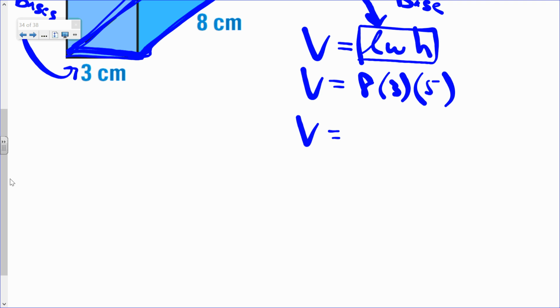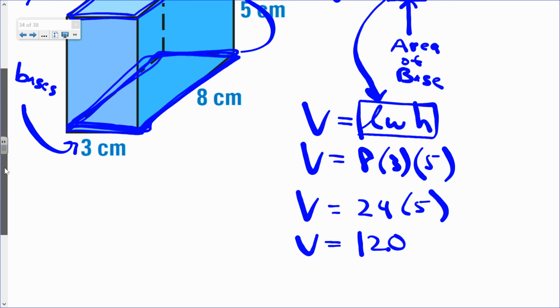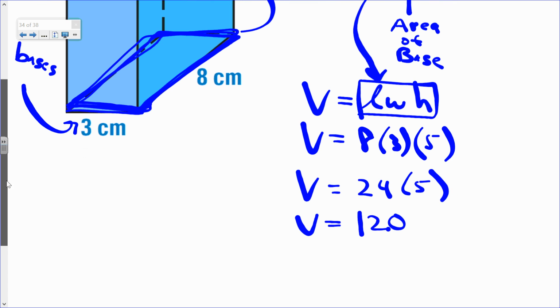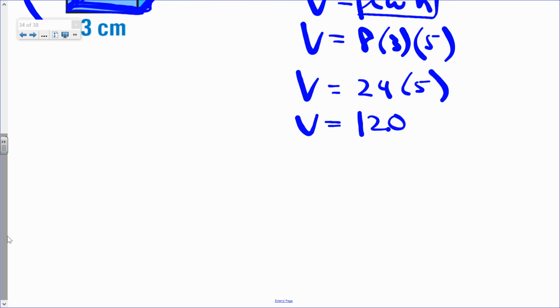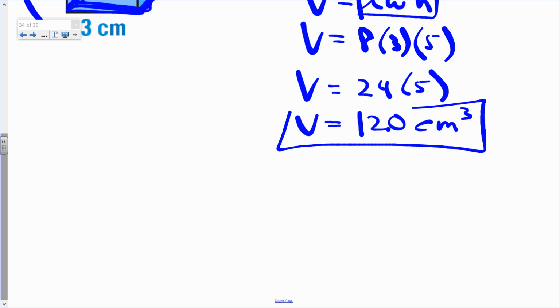Volume then is exactly. So volume then is chickens, horses, or termites? Cubic. Cubes. We're filling it up. Done. There's your volume. 120.